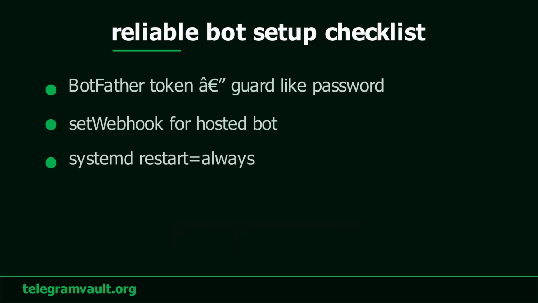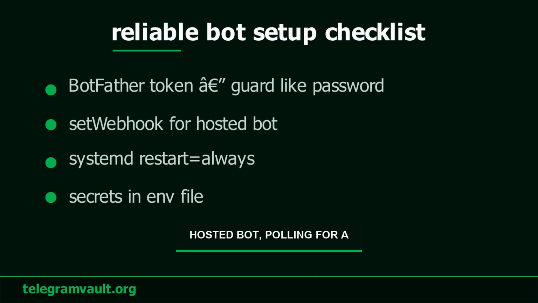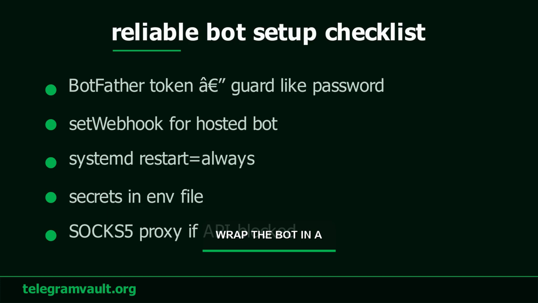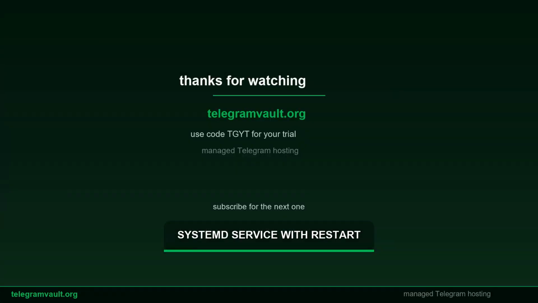In recap, get the token from BotFather and guard it like a password. Choose webhook for a proper hosted bot, polling for a quick one, and never run both. Set the webhook with setWebhook, confirm with getMe and getWebhookInfo. Wrap the bot in a systemd service with Restart=always so it survives reboots and crashes. Keep the token in a locked-down environment file. And if your region blocks the API, route the bot's calls through a clean SOCKS5 proxy.